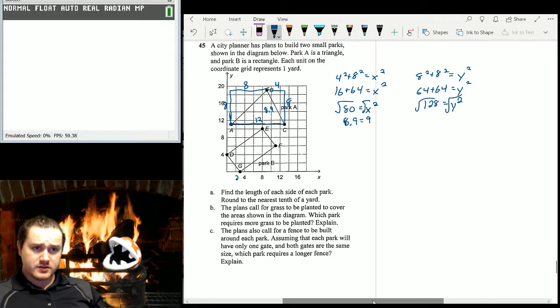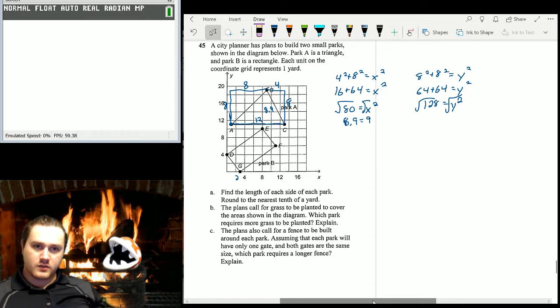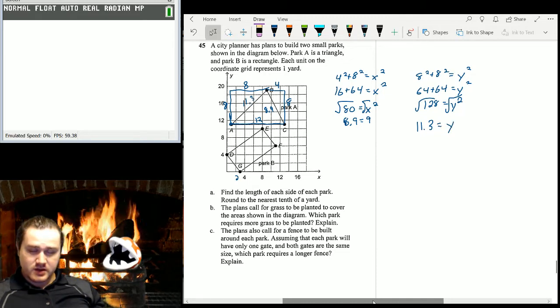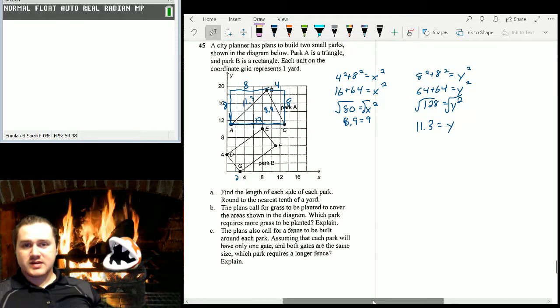Square root of 128. And that's 11.3. 11.3 here. Alright, so we got all of the ones for the first part. Now we got to worry about the second part. So on this one, it's nice because we only have to really do it twice, because the ones that are opposite are going to be the same.